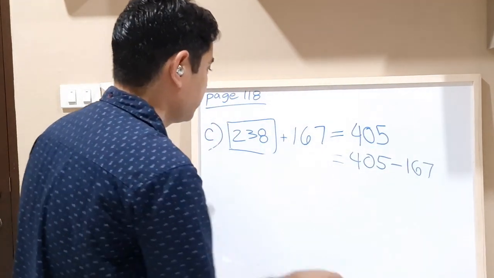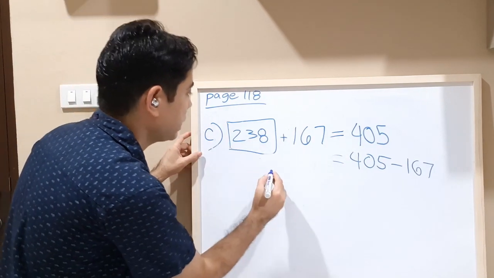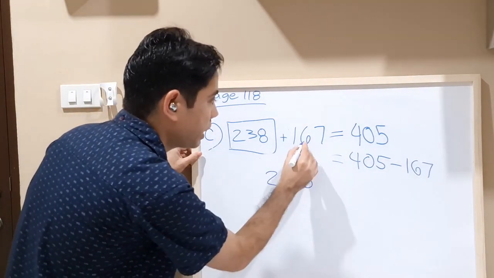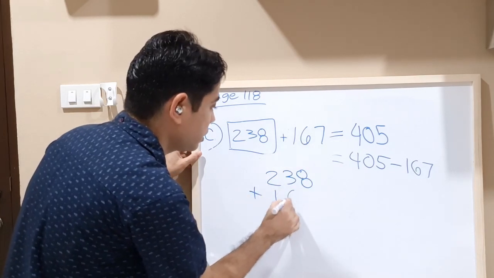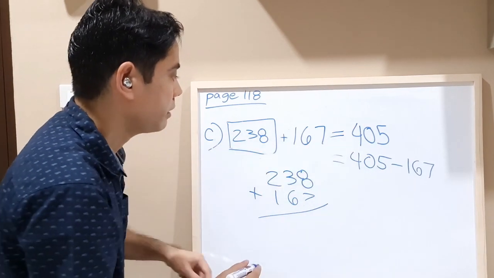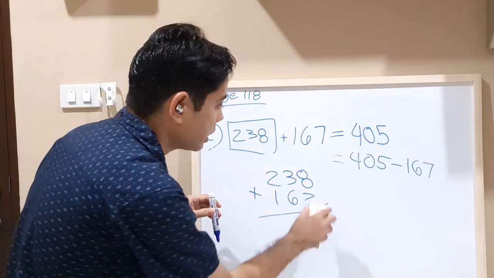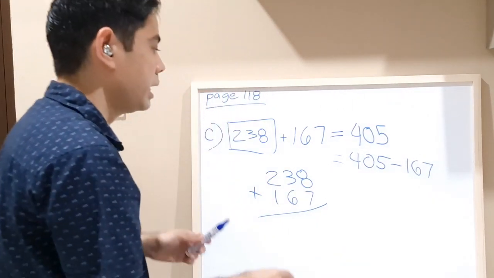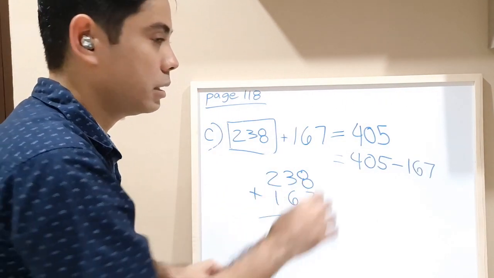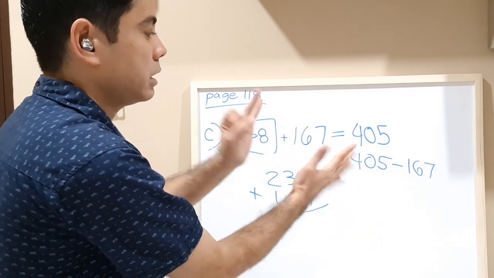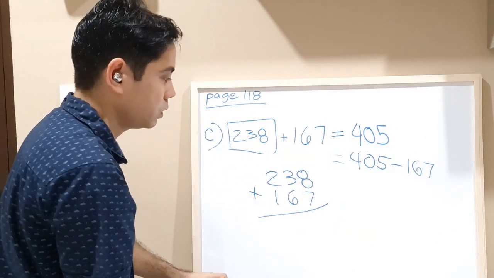Okay. 238 plus 167, will it give you 405? Let's count. 8, 9, 10, 11, 12, 13, 14, 15. So it's 15.